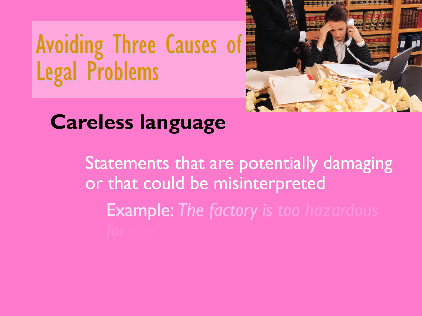For example, take a look at this. The factory is too hazardous for tour groups. Now, by its statement, most individuals would understand, well, geez, factories can be a dangerous place, and sometimes you can't have open tours. A lot of companies do that. A lot of manufacturing companies, assembly plants allow tours, usually within a safety zone of double yellow lines, but generally speaking, a lot of companies don't do this.